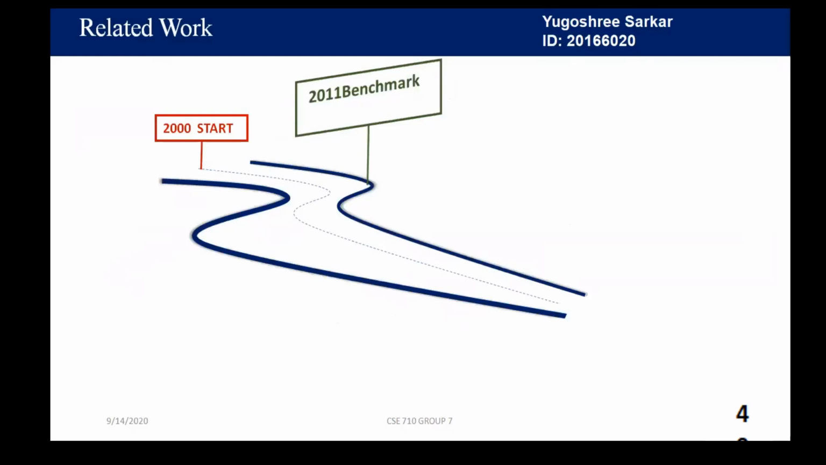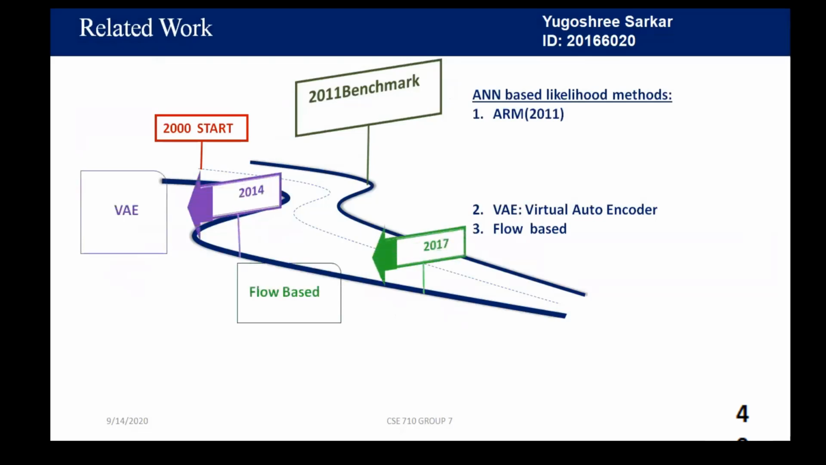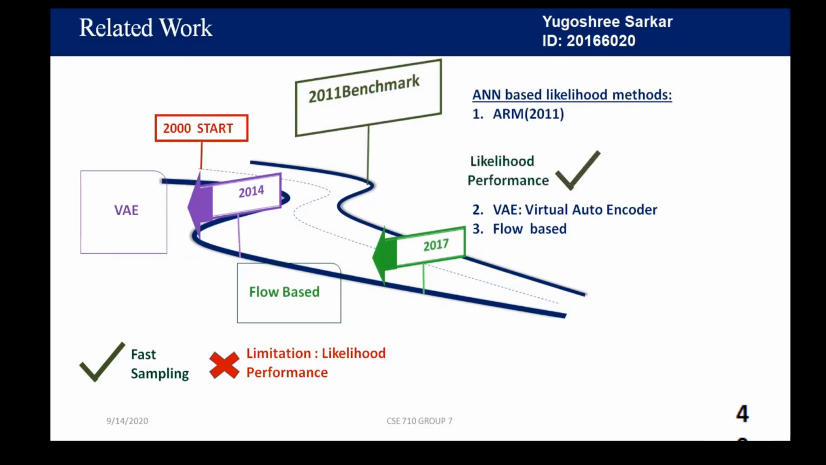In generative modeling, neural network-based likelihood methods can be classified broadly into these three categories: AR model, variational autoencoder, and flow-based. Among them, VAE and flow-based works are very efficient for fast sampling, but their likelihood performance is not up to the mark. Numerous research works have taken place from 2015 to 19 to increase the likelihood performance by refining training objectives and network architecture. AR model-based architecture outperformed the other two methods in those works.